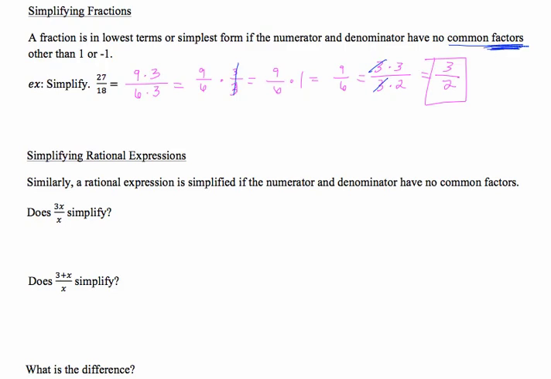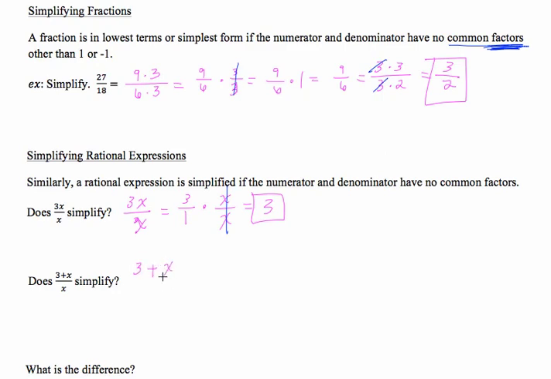Now let's do the same thing and try to simplify a rational expression. So first example, does 3x divided by x simplify? Well, let's see, can we break it up the way we did up here? 3x divided by x. And the answer is yes, you could break this up into 3 over 1 times x over x. Well, x over x is equal to 1, those cancel. So you just get 3 over 1, or 3. So yes, that one does simplify.